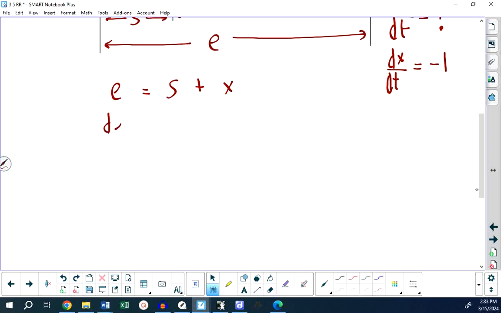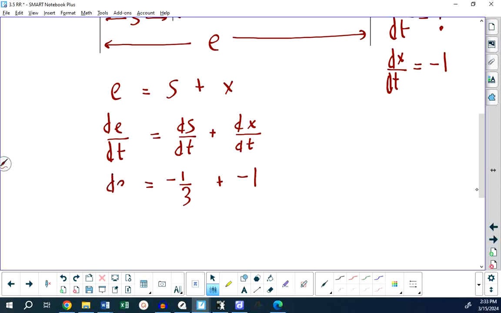The end of the shadow, dt. Do you see why I didn't want to use t? dE/dt equals ds/dt plus dx/dt. Well, we know these. This is -1/3. This is -1. So dE/dt is -4/3. All I would say to you after this little exercise is be careful what you're asked for.